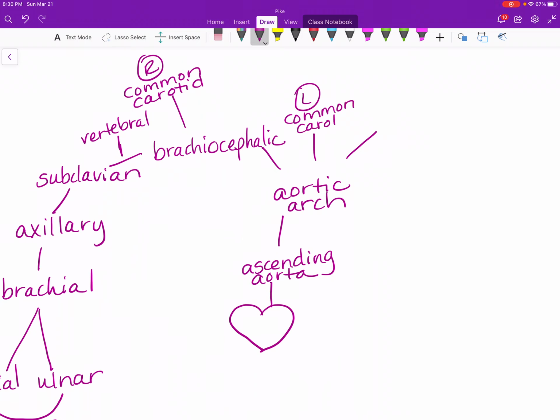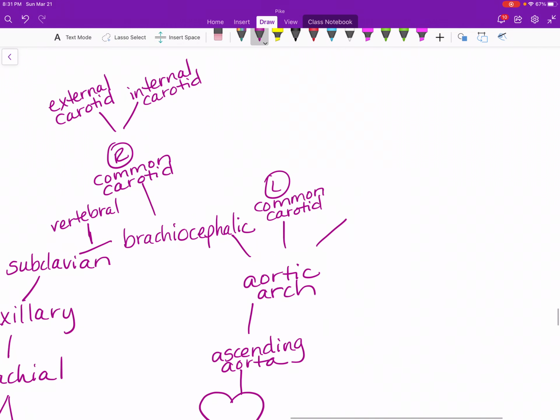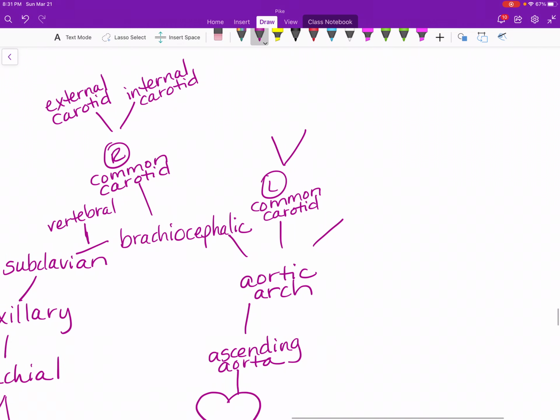Left common carotid. And since it's common, it's going to split into an external carotid and an internal carotid. So I know the picture's getting a little crazy. Try to stay with me. So that's going up either side of your neck. Okay, the right and left carotids.